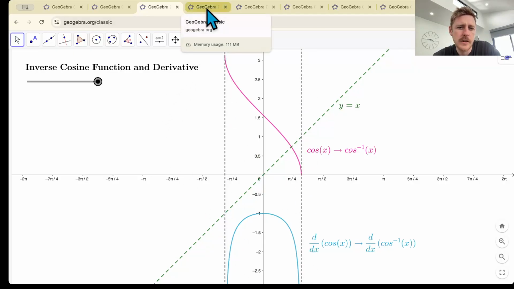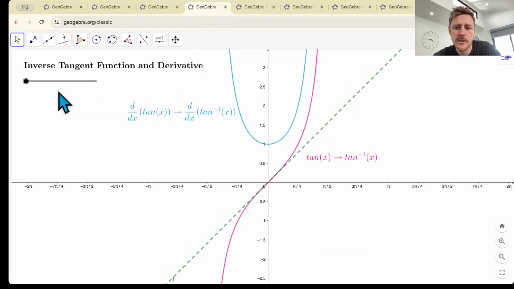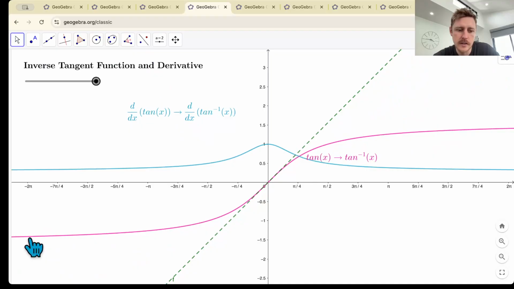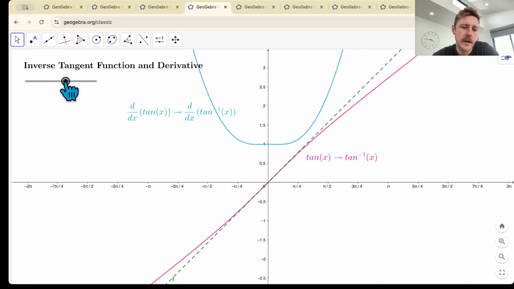Okay, final demonstration is inverse tangent function and its derivative. So again, in pink, we've got the tan function. We're just looking between negative pi on 2 and pi on 2 at the moment. And let's just watch this transform. So we're going to reflect it across the green line, y equals x. And so the pink line looks like that. So that this pink line now is the inverse of tan.